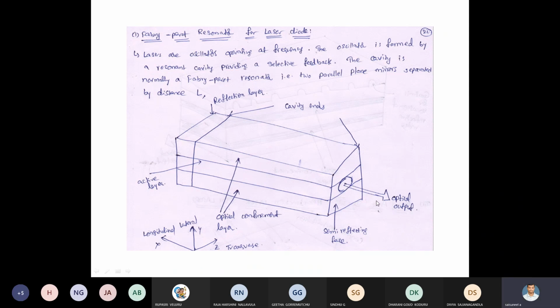That side is a monochromatic or coherent structure. This also acts as feedback; based upon these reflection layers, we get a feedback structure. This is the longitudinal direction, this is the lateral direction, and this is the transverse direction.